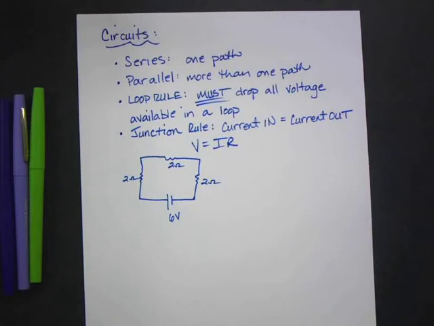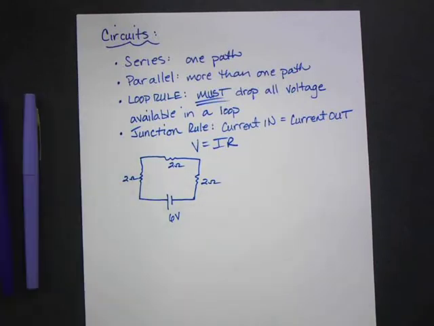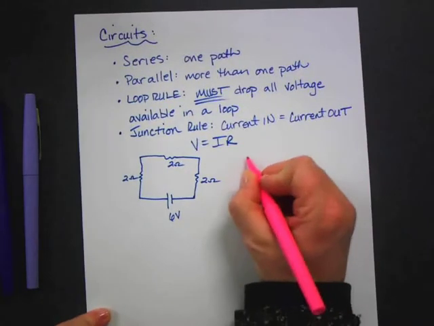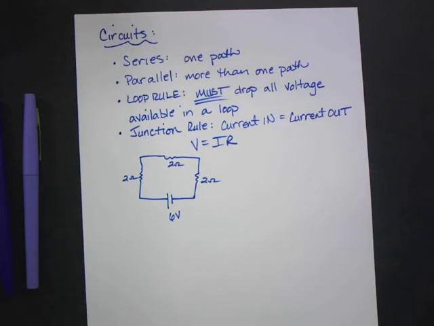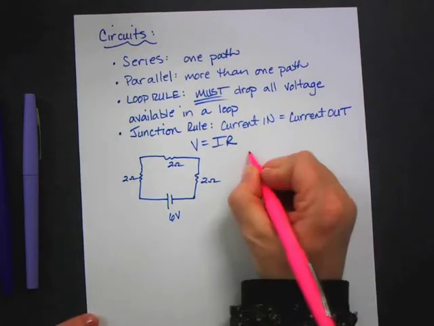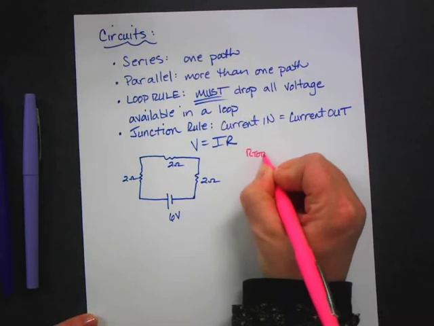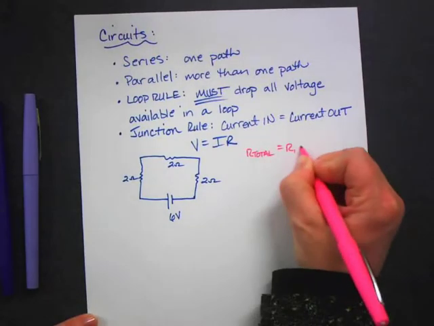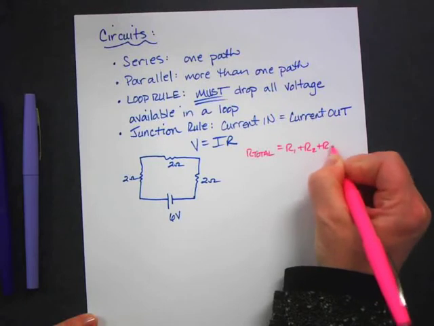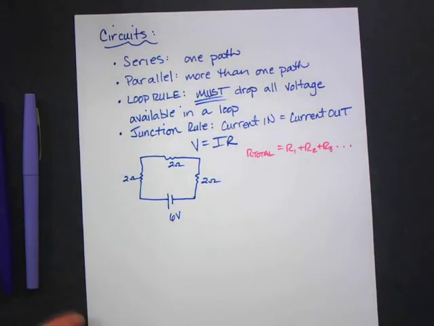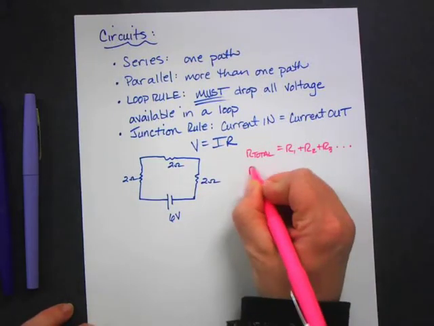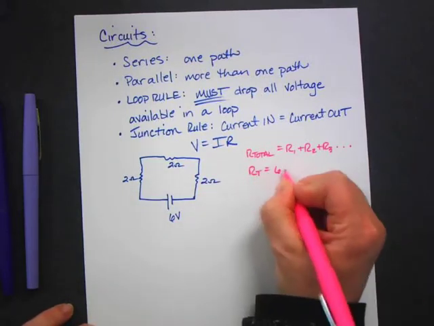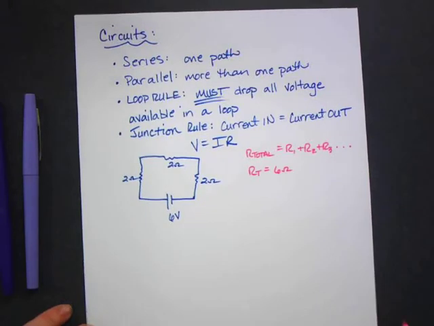When we analyze this, we're going to analyze both the current and the voltage. So there is a relationship to figure out the total resistance, as if you could boil this down to one single resistor. And this you might have learned in middle school. When they're in series, you just add them, as many as you want. So in this particular case, what would the total resistance be? 6. 2 plus 2 plus 2.